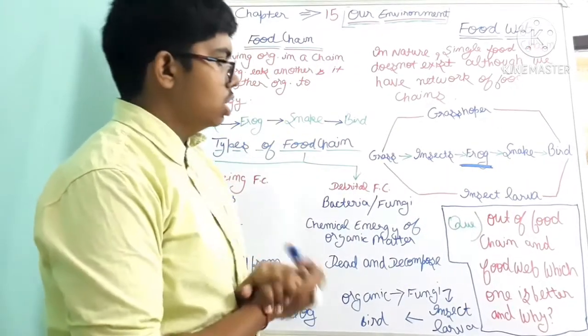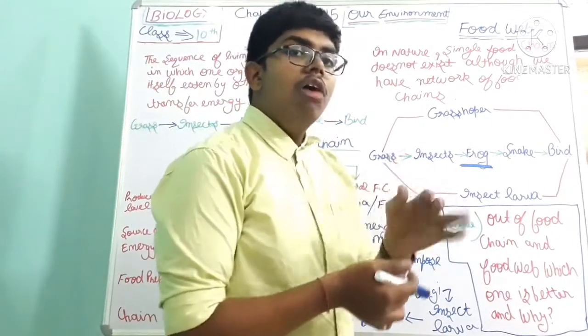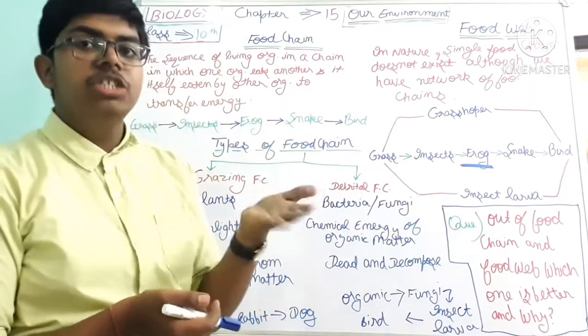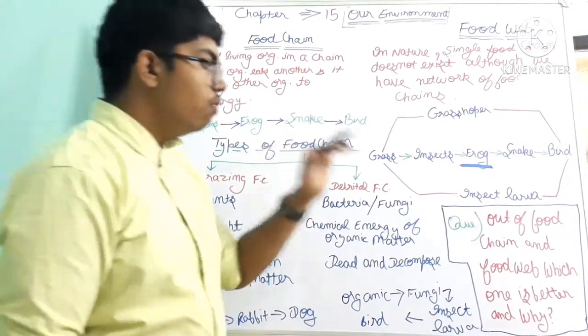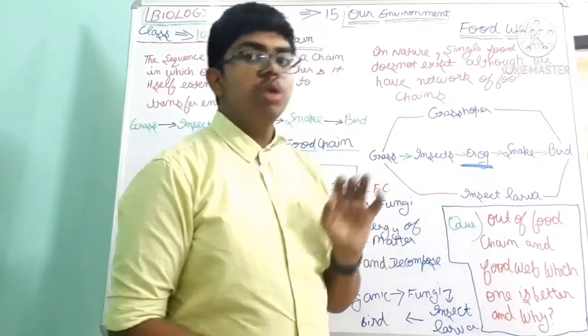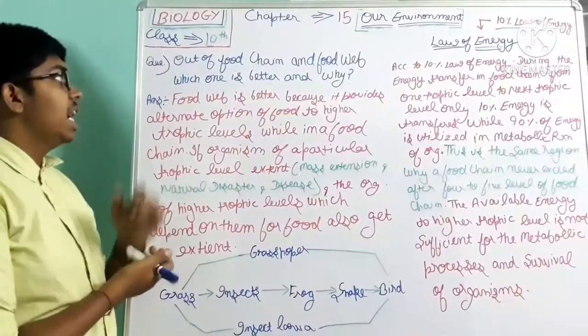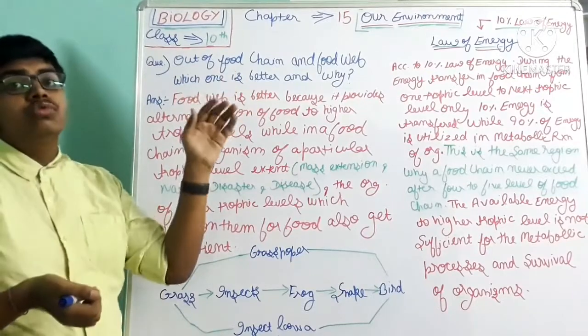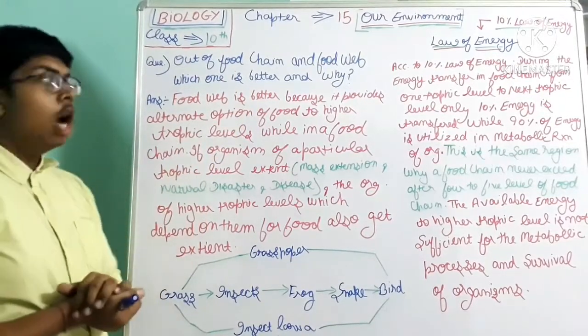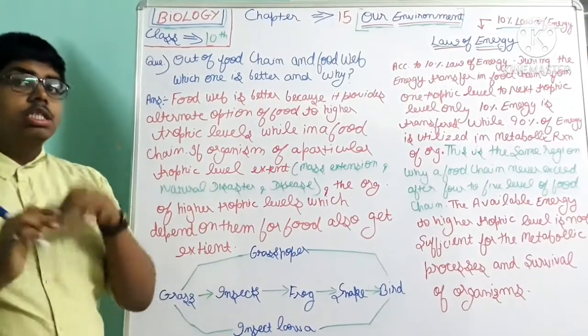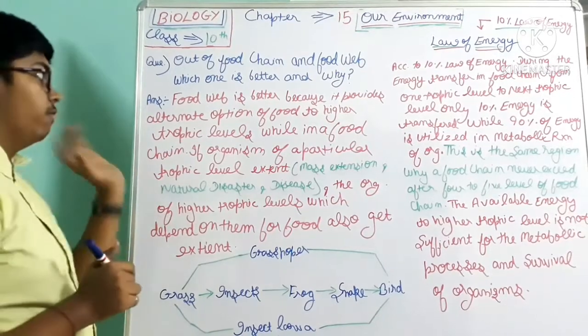Now a question is written here: out of food chain and food web, which one is better and why? Our correct answer is food web.